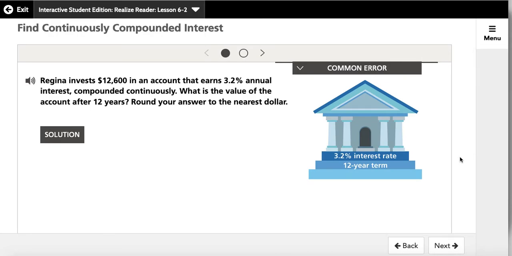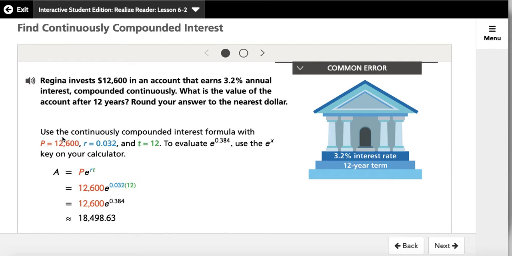Regina invests $12,600 in an account that earns 3.2% annual interest, compounded continuously. That means we're going to use the PERT formula. What is the value of the account after 12 years? Round your answer to the nearest dollar.